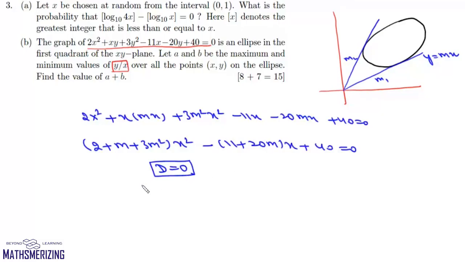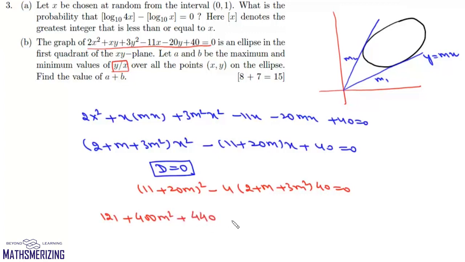Now if we put D equals 0, we'll get (11 plus 20m) whole square minus 4 into (2 plus m plus 3m square) into 40 equals 0, which is 121 plus 400m square plus 440m minus 320 minus 160m minus 480m square equals 0.